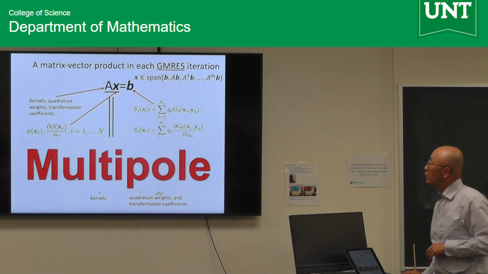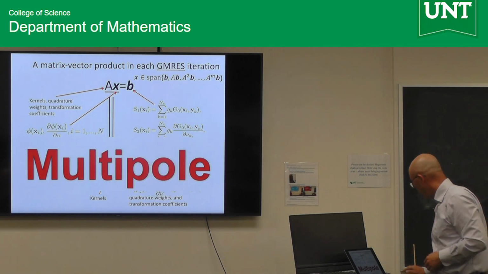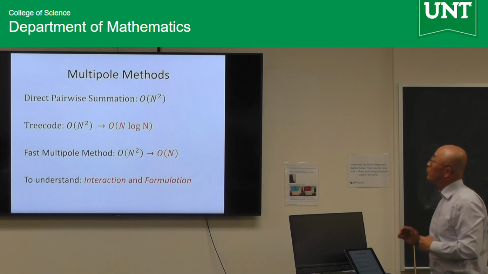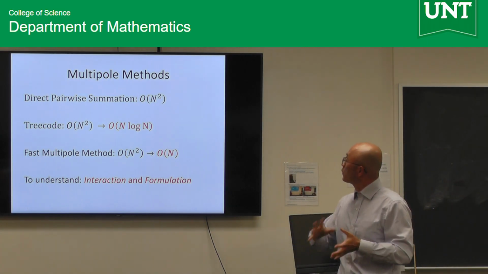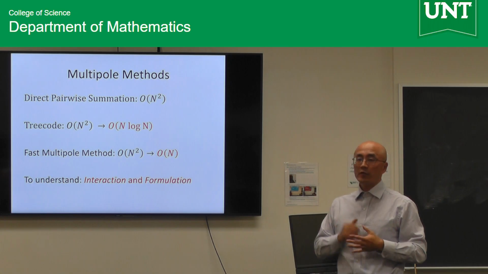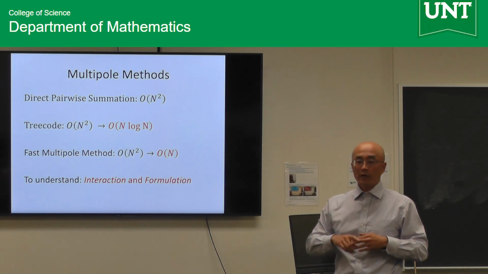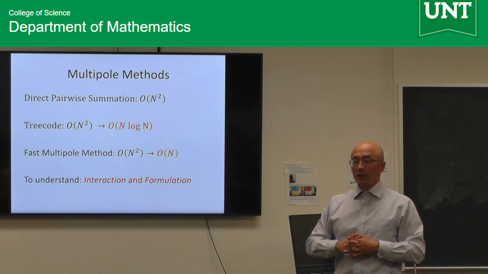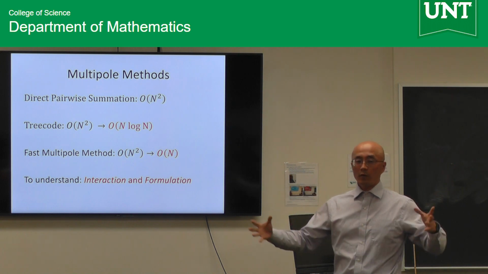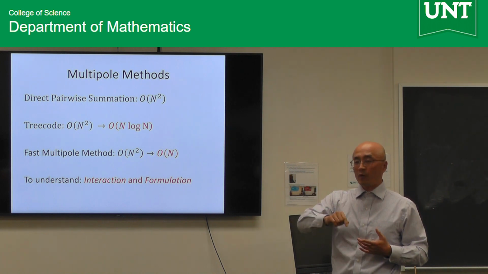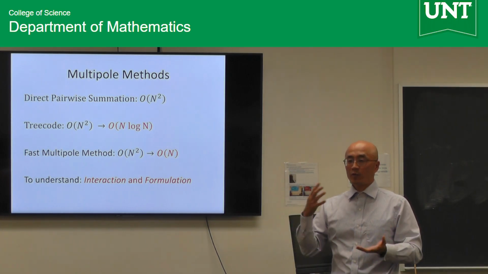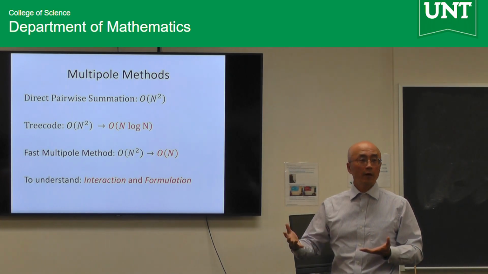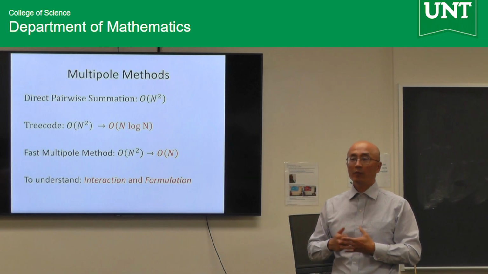So now let me explain the idea of the multipole method. Basically, as I said, direct pairwise summation is O of n squared. For example, you have a universe with a lot of stars, and you want to calculate the interaction of all of them. So each star will be interacting with everything else. So altogether you have n squared. So the direct summation is O of n squared, right? That's the n-body problem typically.